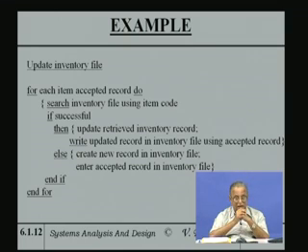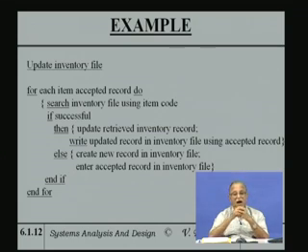Search inventory file. So, the action to be taken by the store is search inventory file using item code. So, the search is a higher level construct I am using here, and if successful, then update retrieved inventory record, write updated record back in the inventory file using the accepted record. The number of items which came is added to the existing inventory record and stored back. Else create new record in inventory, enter the accepted record in inventory file.